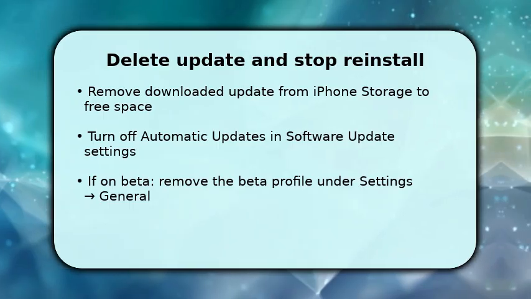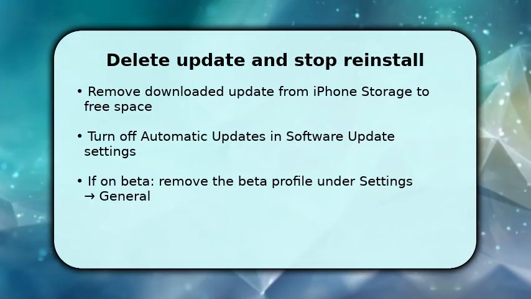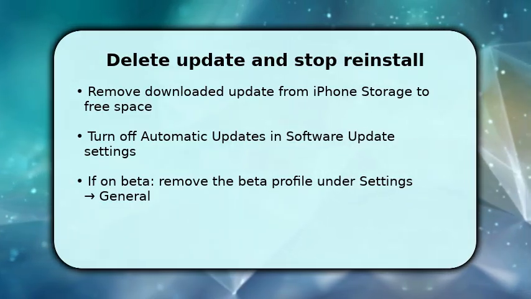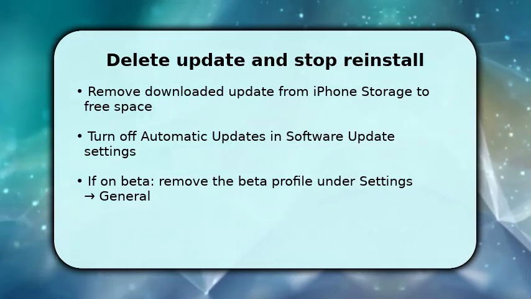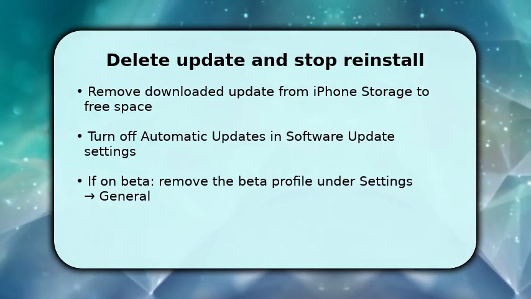If you were on a beta profile, remove it under Settings, General, VPN and Device Management to avoid recurring beta downloads. Once done, restart the phone to clear temporary caches and confirm the update no longer appears.